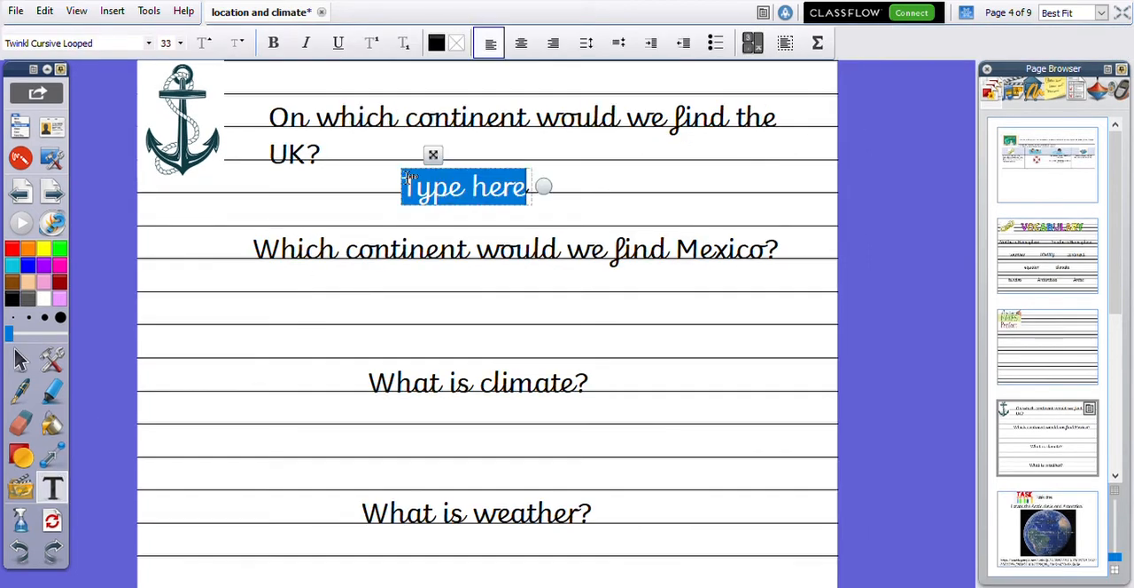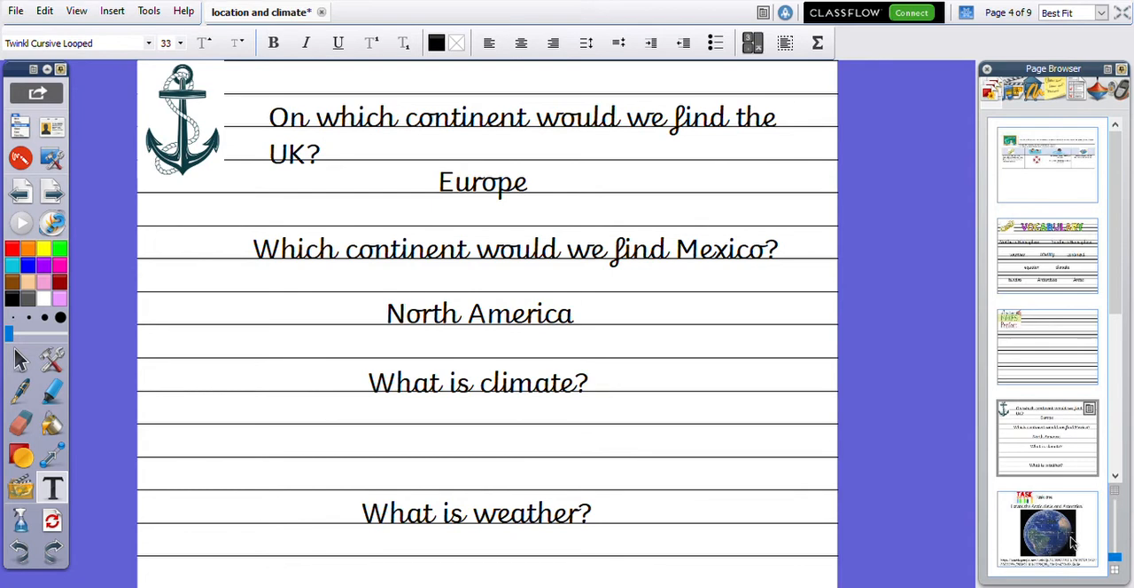Okay, so hopefully you would find the UK on Europe. It is in the European continent. We would find Mexico on the North American continent. So remember, the climate is the average weather over a long period of time, and weather is what it is doing day by day. So is it raining one day? Is it sunny one day? Is it raining in the morning and sunny in the afternoon? So it is the short term.